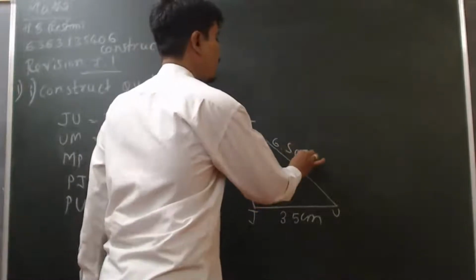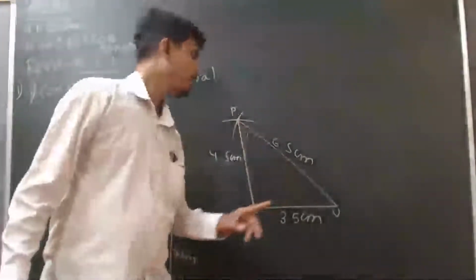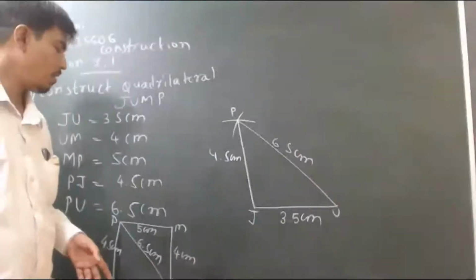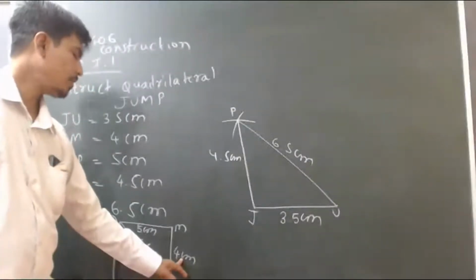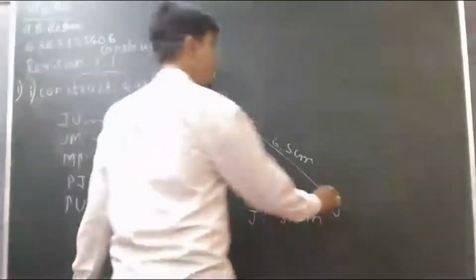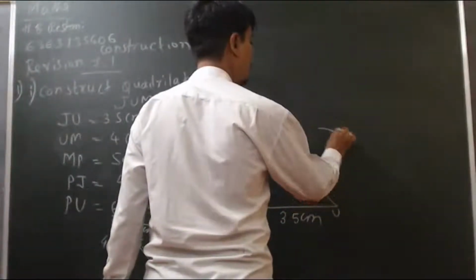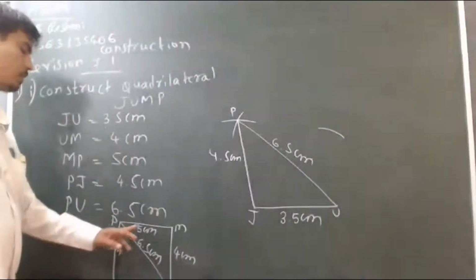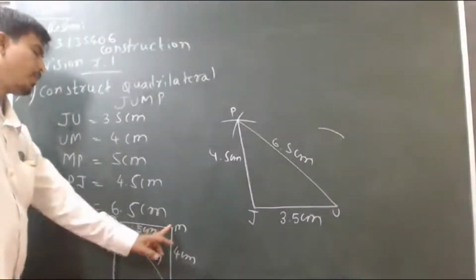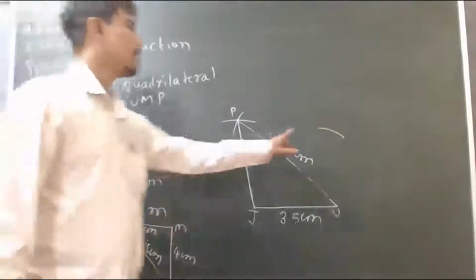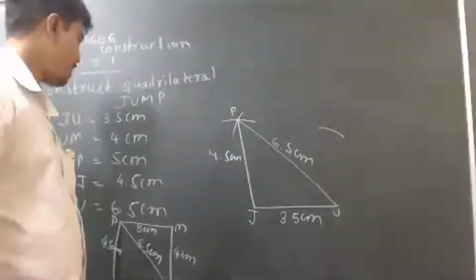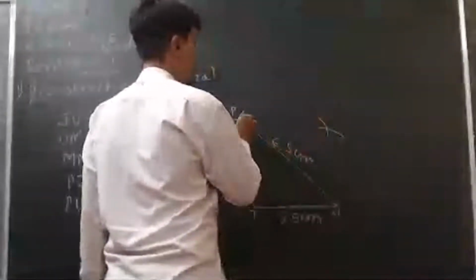Now here it has a name. What is that? PU has a name called diagonal. Then later on from U, I have to take the 4 centimeter arc. Keeping the compass here, 4 means it will be smaller than 4.5. And then comes 5 centimeter from P for PM. When another arc comes and meets this, we will get a point. What is that point name? M. From P, I have to take the measurement 5 centimeter and draw it.